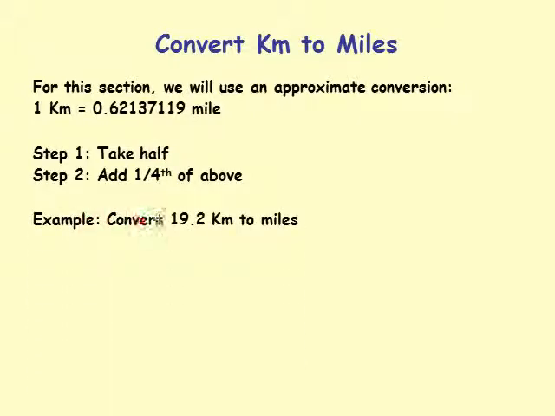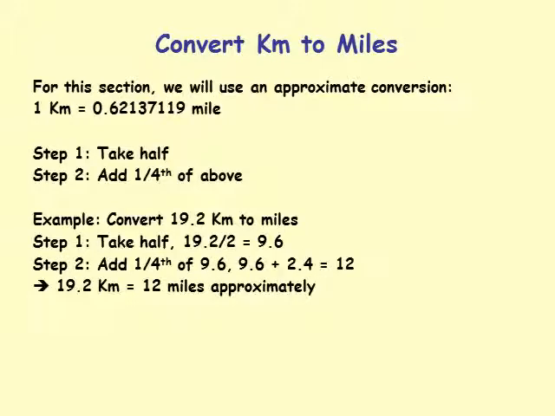So let's go with an example. Convert back 19.2 kilometers to miles. First we take a half. 19.2 divided by 2 is 9.6. We took a half. Now we're going to add a fourth of this number here. Second step is add 1/4 of this number, not of that number. 1/4 of 9.6 is 2.4. 9.6 plus 2.4 is 12.